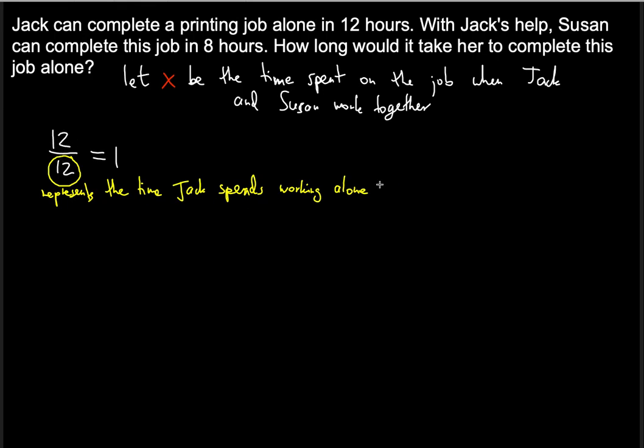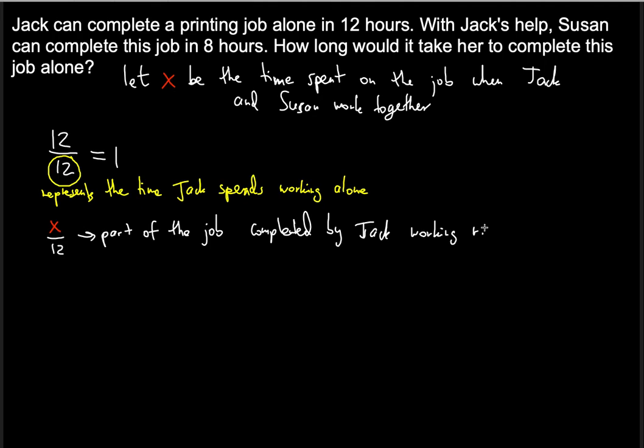Okay, so we basically are going to say that X divided by 12 will represent the part of the job completed by Jack working with Susan. Okay, so that should be clear. So X divided by 12 is the part of the job completed by Jack working with Susan.